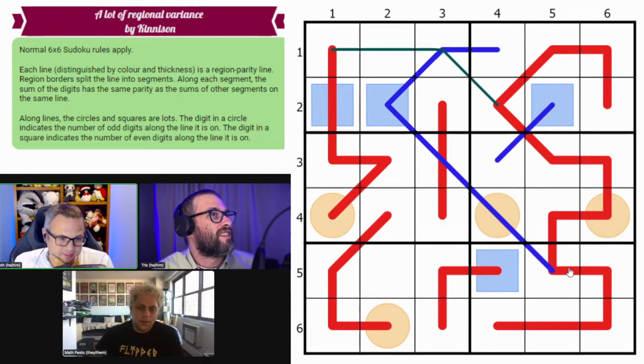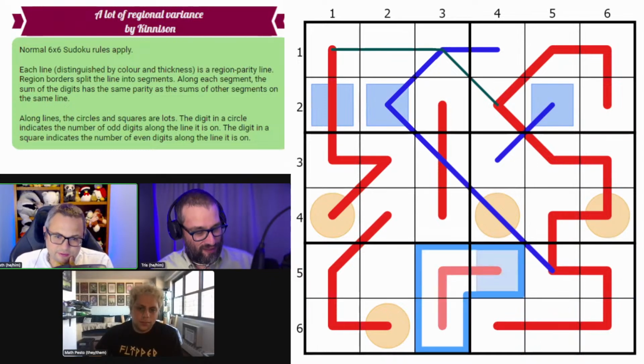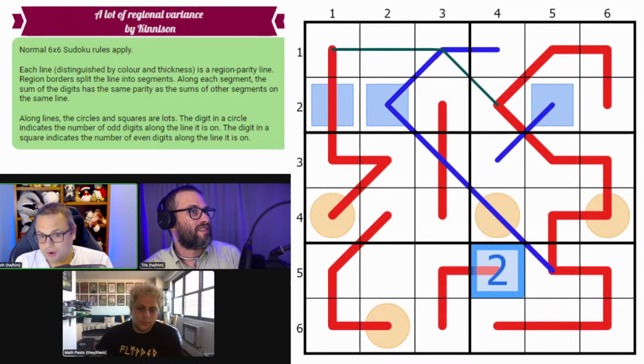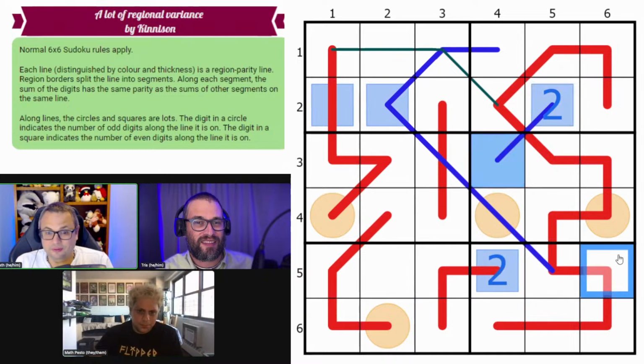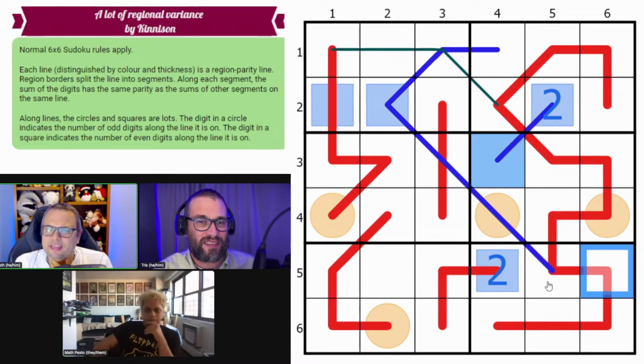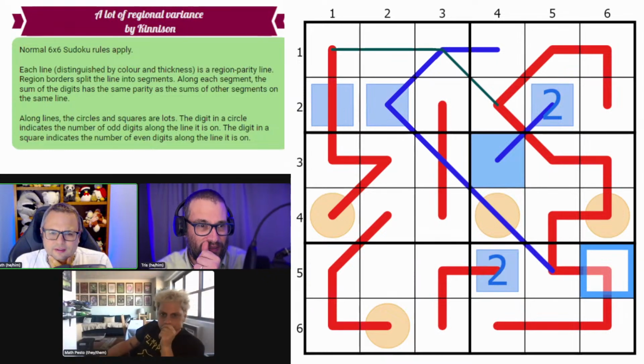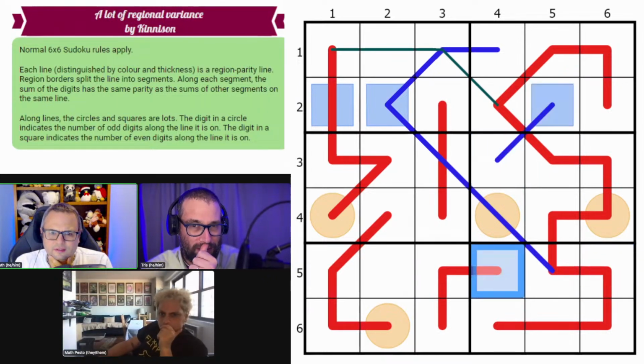So let's see. How many even digits are along this line? It had better be 2, right? There'd better be 2 even digits along this line as well, which means that's also even. Wait, do I know that it's actually even? Sorry, it can't be 2, can it? I'm assuming that this is the number of even digits and it is even, but it can't be 2, because then the sum wouldn't work. So it's got to be.